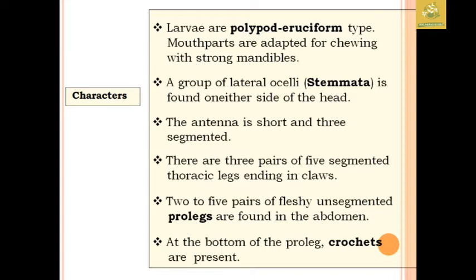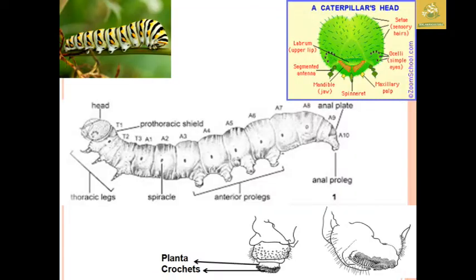The antennae are short and three segmented in these insects. There are three pairs of five segmented thoracic legs ending with claws in the larval stage. There are two to five pairs of fleshy, segmented prolegs found in the abdomen of the insects. At the bottom of the prolegs, crochets are present in this group, and they are used for clinging to the leaves of plants.